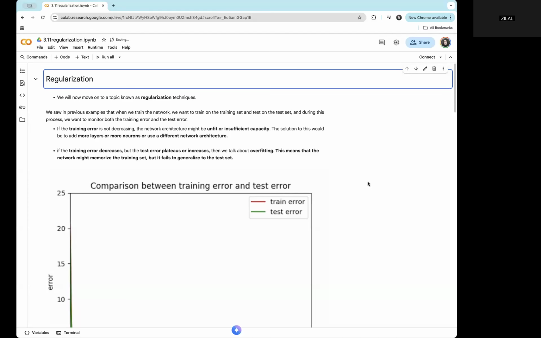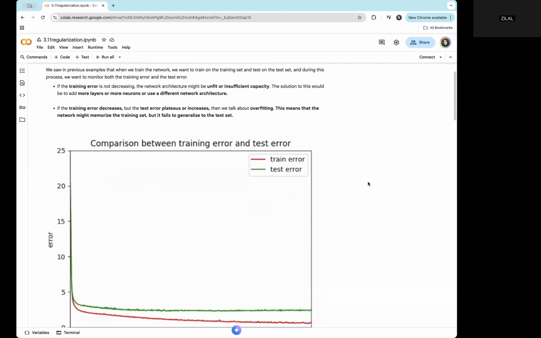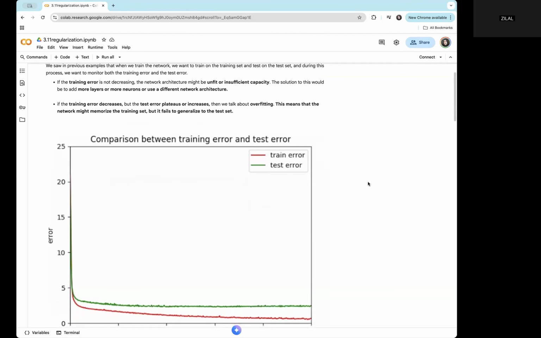Now let's move on to a topic known as regularization techniques. We saw in previous examples that when we train the network, we want to train on the training set and test on the test set. And during this process, we want to monitor both the training error and the test error. If the training error is not decreasing, the network architecture might be unfit or have insufficient capacity. The solution to this would be to add more layers, more neurons, or use a different network architecture.